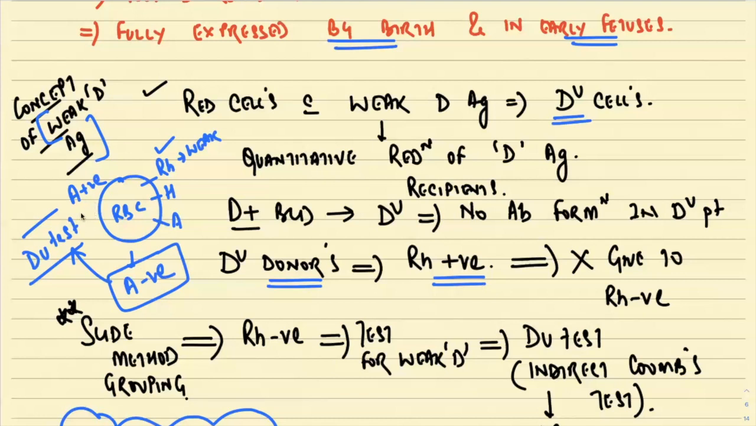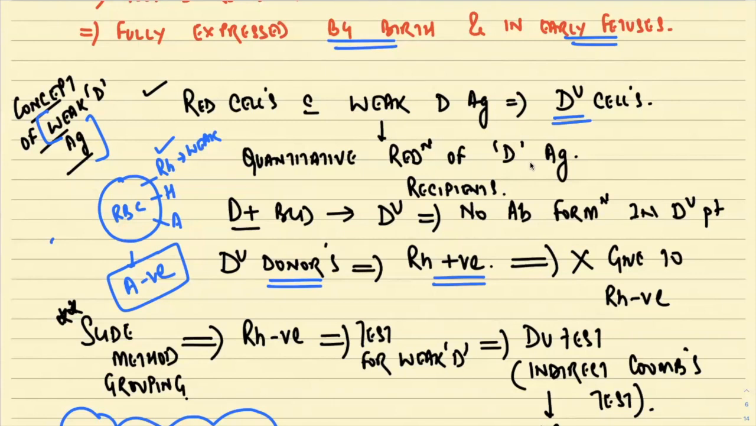Now, for example, over here I did the slide grouping method, and this was weak, and I have given this as A negative. If we have not done the Du test, and this A negative blood is given by mistake to another negative person, thinking that this is a negative group, they do not know that RH is weak, so that is going to cause immunization in the other individual. Now, is this concept of weak D antigen very clear?